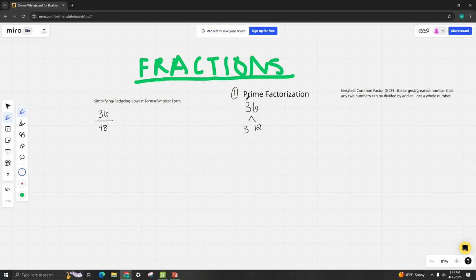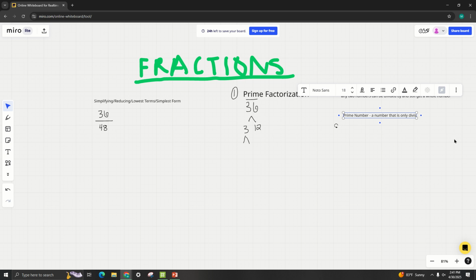And the idea is that we're going to get to all of the prime numbers. So we already have one right here. 3 is a prime number. Oh, I guess I should also define what a prime number is too, shouldn't I? I'm getting ahead of myself, huh? A prime number is a number that is only divisible, which means that it can only be divided and still get a whole number, by 1 and itself.